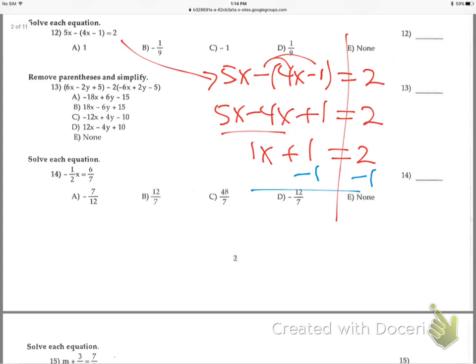At this point, x is in, it won't be alone. Subtract 1 from both sides. These are gone. Bring this down. 1x is x equals 1. X equals 1. Boom. Done. Good? Questions on that? All right, I'm going to move ahead then to the next one.